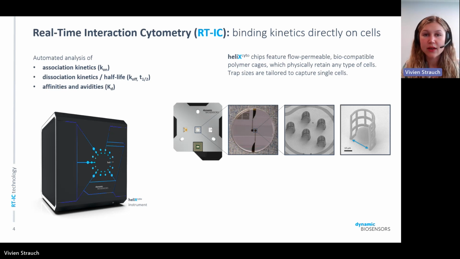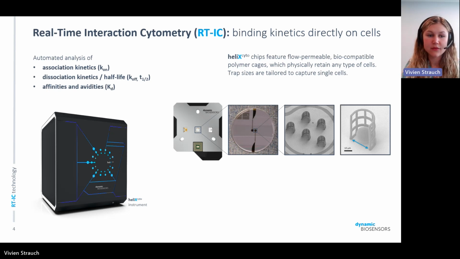Now, the biggest challenge we had to overcome to be able to measure kinetics directly on cells was how to stably immobilize the cells on the surface of a chip. And our solution for this is shown here. You can see that we have these tiny flow permeable and biocompatible polymer cages, which we call cell traps. And the cell traps will now physically retain the cell on the chip surface. So this is very advantageous because you don't need to think about any specific surface molecules to capture and attach your cells to the surface. It is just a physical trapping of the cells in these little cages.